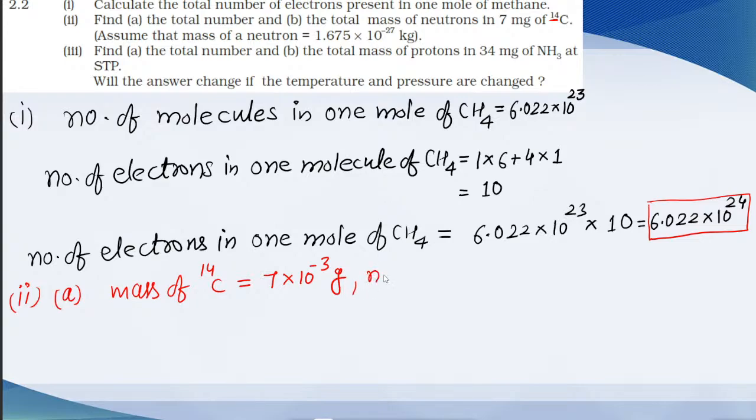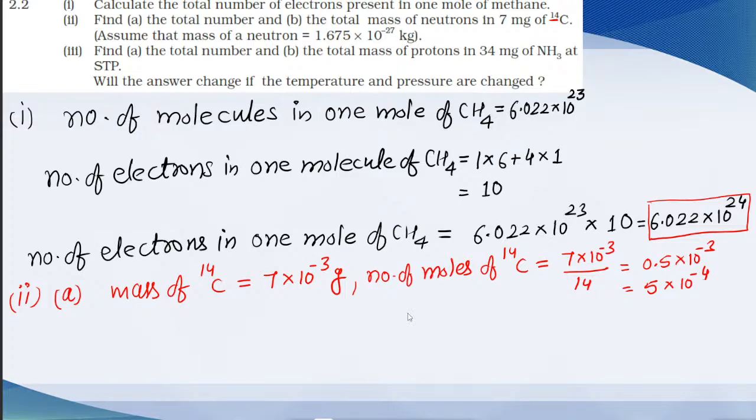So just calculate first the number of moles of C14. The number of moles of C14 is equal to the mass of C14 divided by its molar mass. 1 by 2 means 0.5 into 10 raised to power minus 3, which means 5 into 10 raised to power minus 4. So the number of moles of C14 is this.